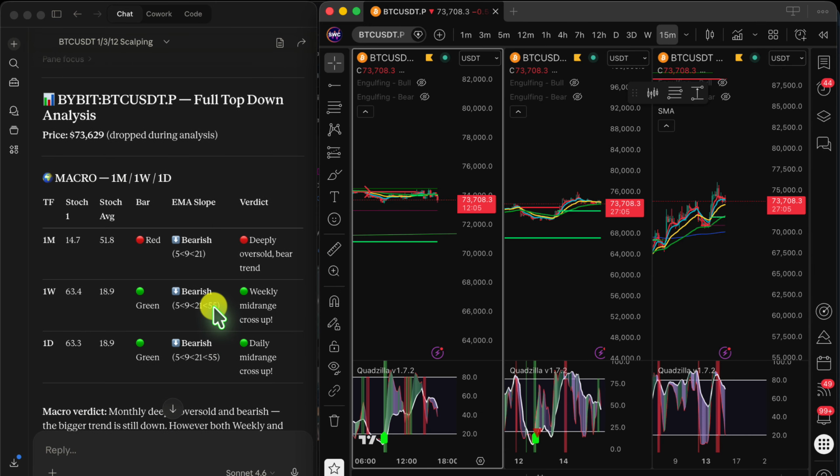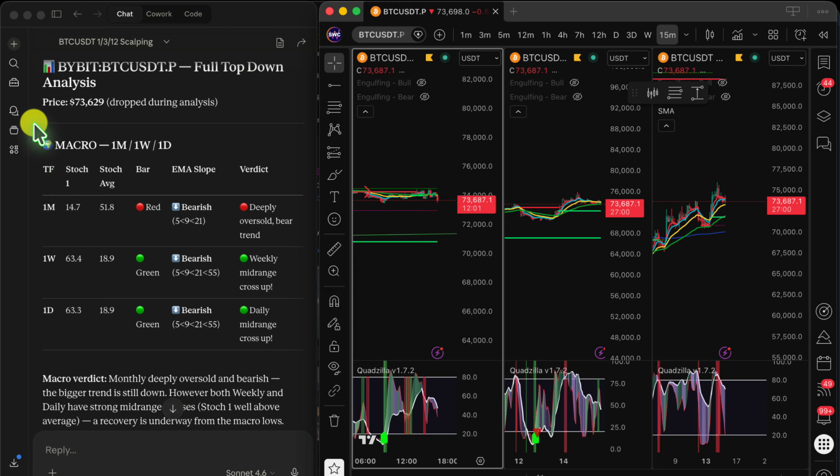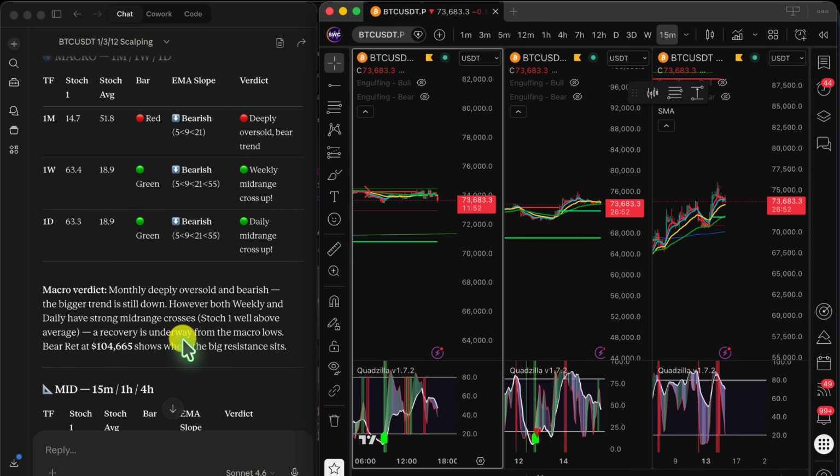Okay, so full top-down analysis. It does say price 73,629, dropping during analysis. Okay, so macro verdict: monthly deeply oversold and bearish. The bigger trend is still down. However, both weekly and daily have strong mid-range crosses. Bearish retracement at 104,665 shows where the big resistance sits.